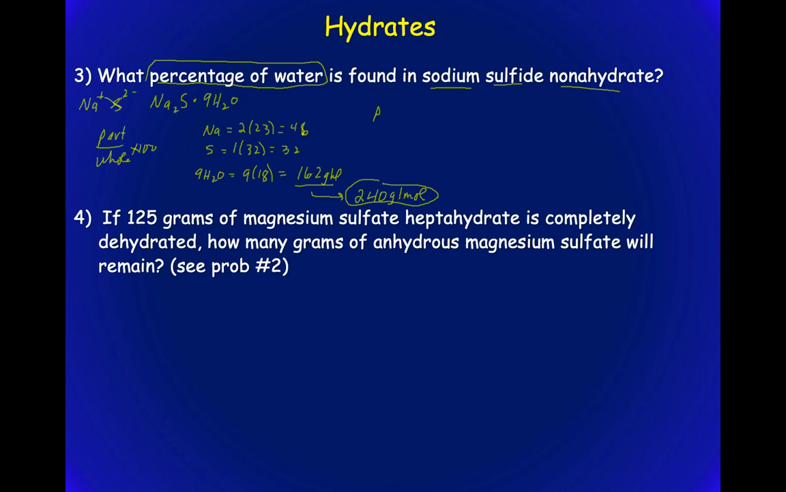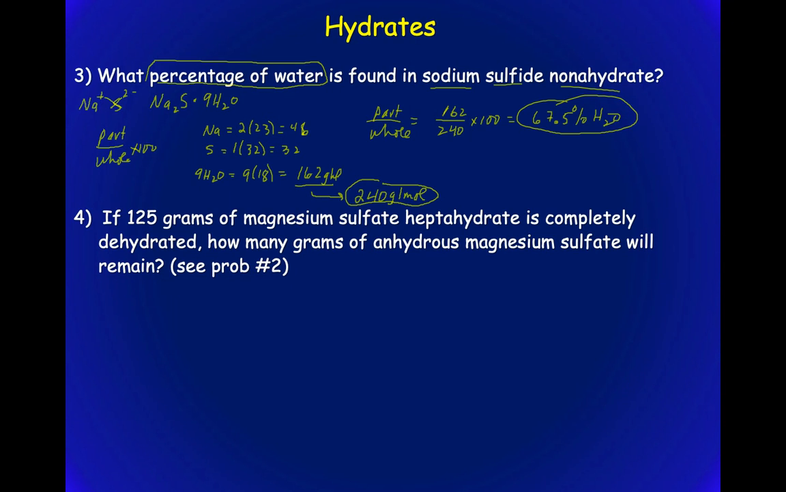So we'll take the part over a whole. So that's going to be my water, 162, over my whole, 240, times 100. And that's pretty easy. 162 divided by 240 is going to be 67.5% water. All right, sounds good. That's our answer.